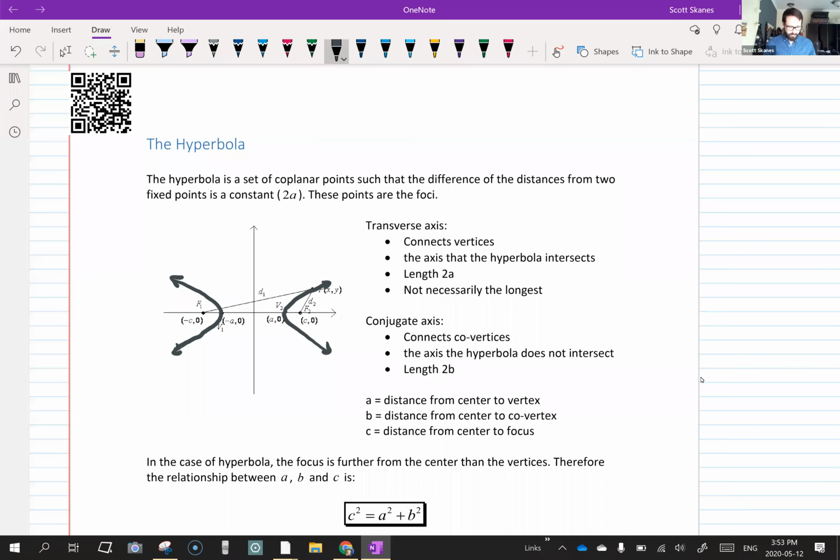Recording. Hello, I'm just going to show you the difference between an ellipse and a hyperbola.